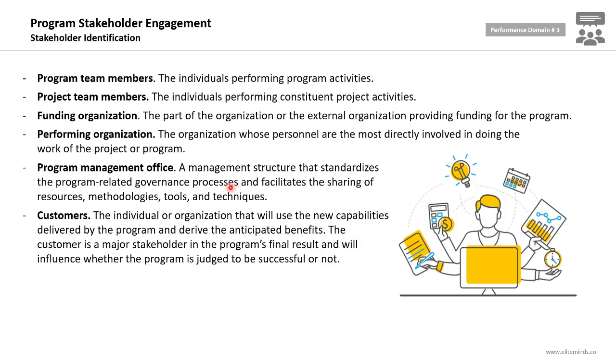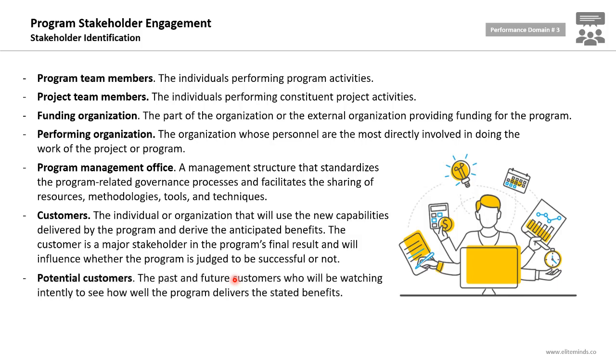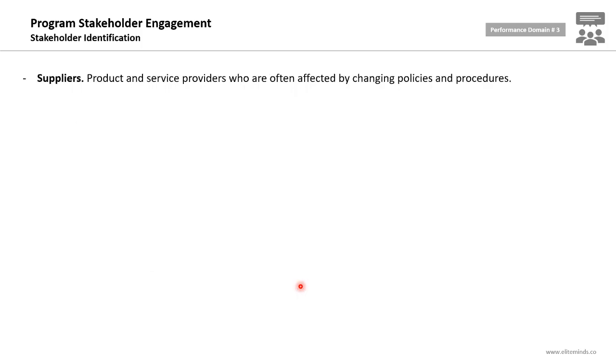Customers, who are individuals or organizations that will use the new capabilities, benefits, and outcomes that will be delivered by the program and derive the anticipated benefits. The customer is a major stakeholder in the program's final result and will influence whether the program is judged to be successful or not. So key customers are key stakeholders and should be documented in the stakeholder register for further analysis. Potential customers, the past and future customers who will be watching intently to see how well the program delivers the stated benefits. So customers and potential customers should be documented in the stakeholder register.